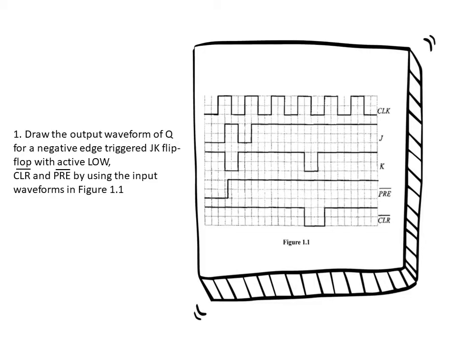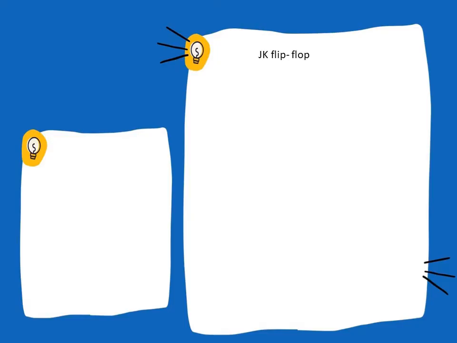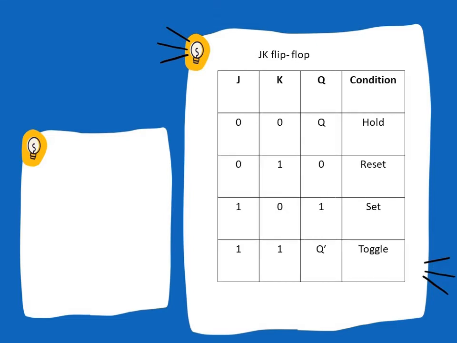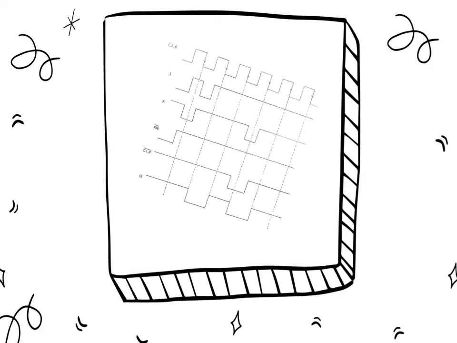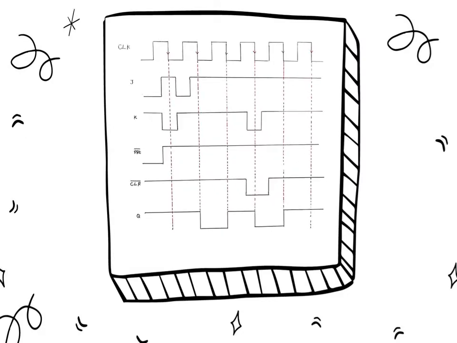Okay, so question 1. Question 1 asks to draw the output waveform using the input in figure 1.1. To do the output, we have to refer to the JK flip-flop table and the asynchronous input table. The asynchronous inputs, preset and clear, will function when they are active low. This is the output that we get.